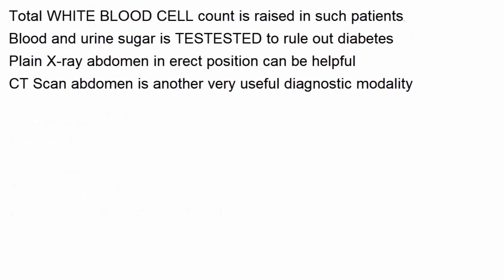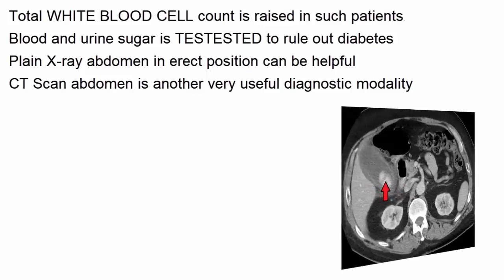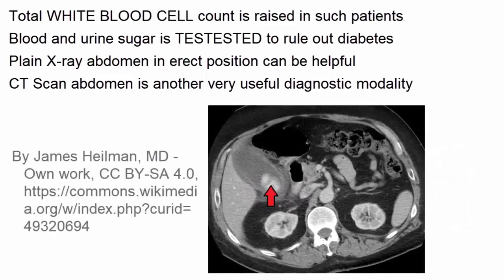Plain X-ray abdomen in erect position can be helpful to reveal or rule out other causes of acute abdomen, such as perforated gut. Plain abdominal radiographs can also show radiopaque gallstones in about 10% of cases, and gas within the gallbladder wall in case of emphysematous cholecystitis. CT scan abdomen is another useful diagnostic modality which is frequently used to make a diagnosis.